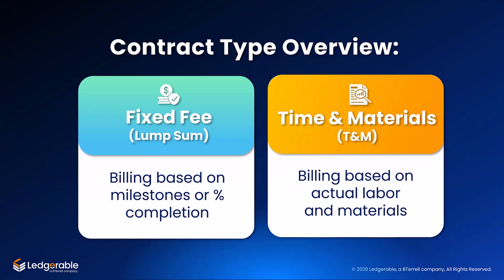That's helpful. So fixed fee is more about managing progress against a defined contract, while time and materials is really tracking and billing what actually happens on the job. Exactly. So for today, we will start with fixed fee, and then we will come back to time and materials later.